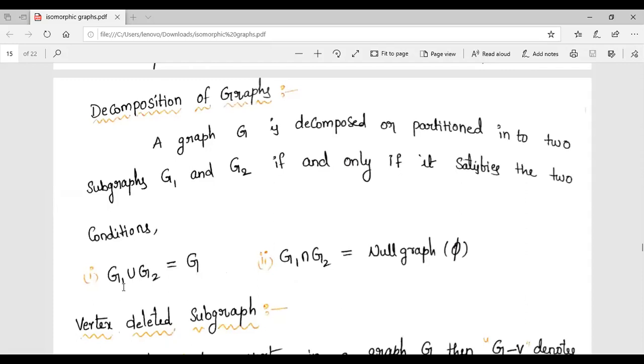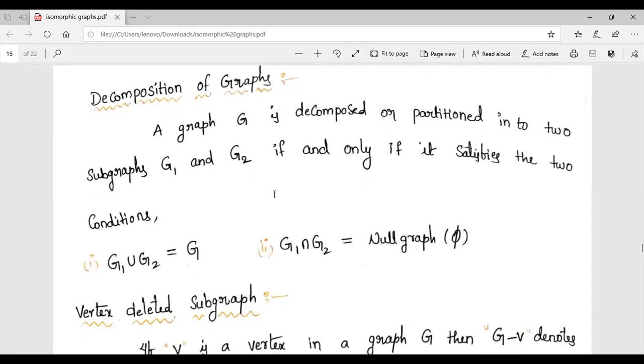So that is G1 union G2 gives G. Okay, G1 union G2 is equal to G and G1 intersection G2 is equal to the null graph. Okay, so the partitioned graph satisfies these two conditions. Then we say that the given graph is decomposed.